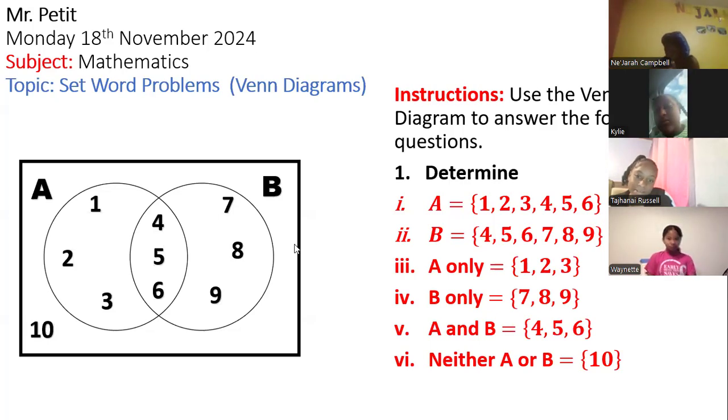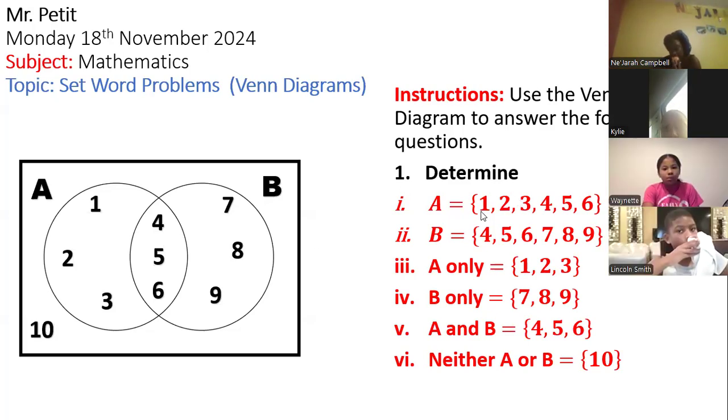So Kylie, one second. Kylie, what are the elements in A? 1, 2, 3, 4, 5, 6. Good. What are the elements in B? 4, 5, 6, 7, 8, 9. Good. What are the elements in A only? 1, 2, 3. What are the elements in B only? 7, 8, 9. And what are the elements in A and B? 4, 5, 6. And what are the elements in neither A nor B? 10. Good. Okay, so let's do another diagram.